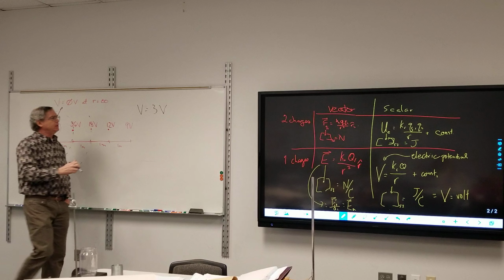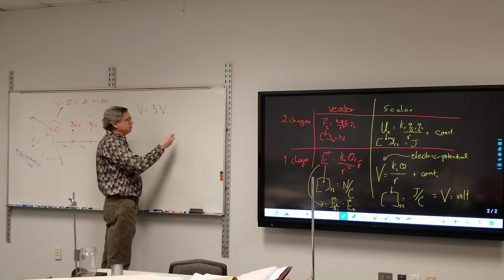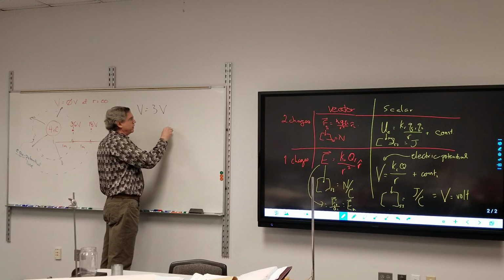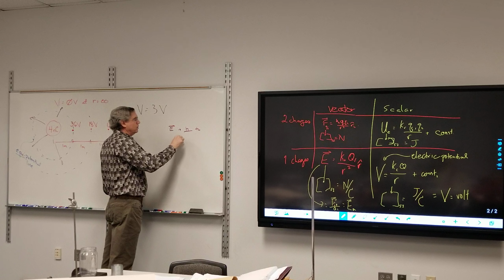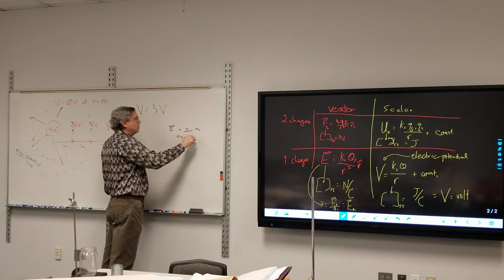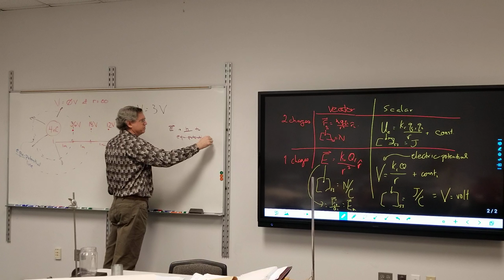So, assuming electrostatic equilibrium, the electric field is perpendicular to the equipotential line. Or equipotential line, surface, however many dimensions you're doing.